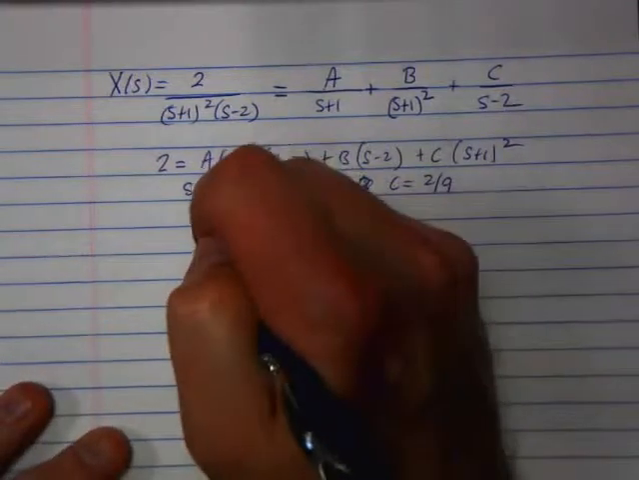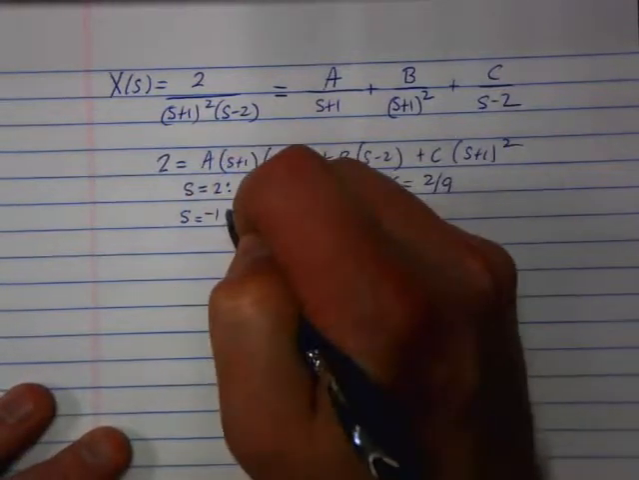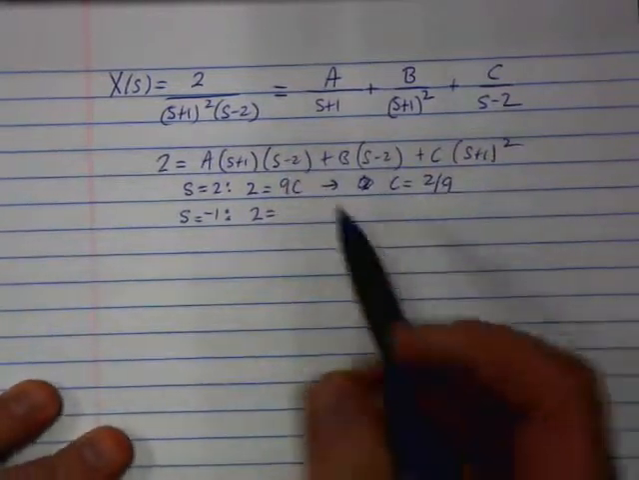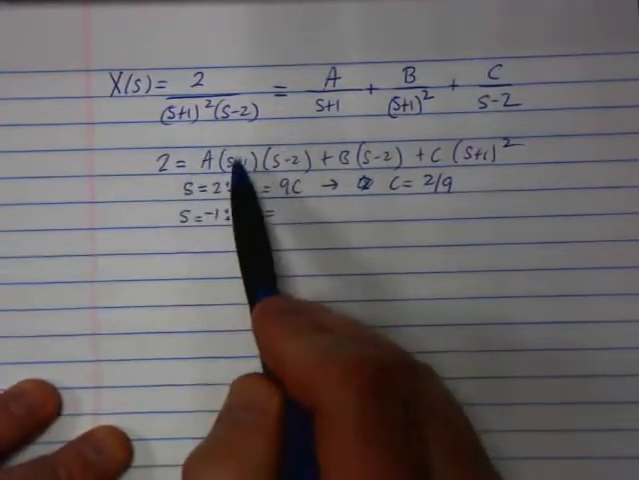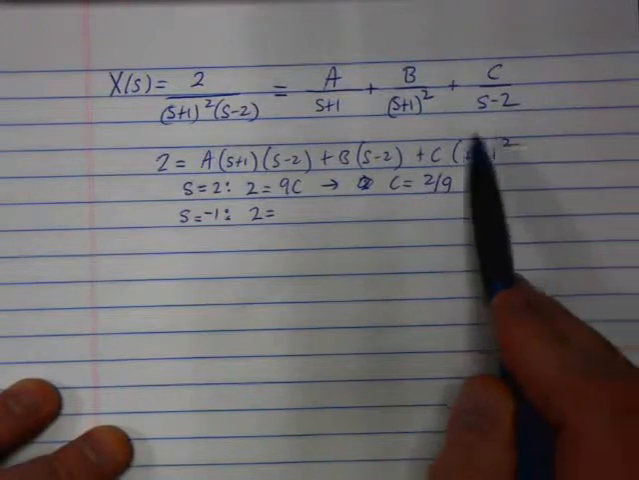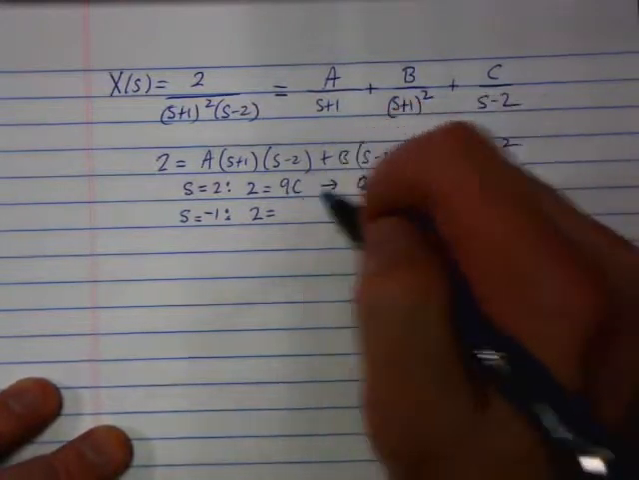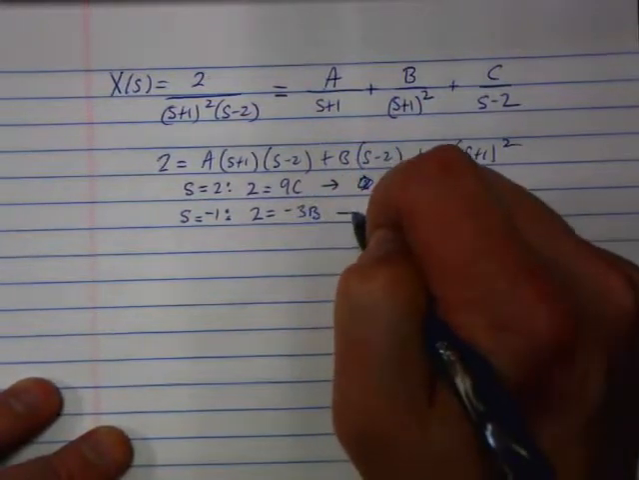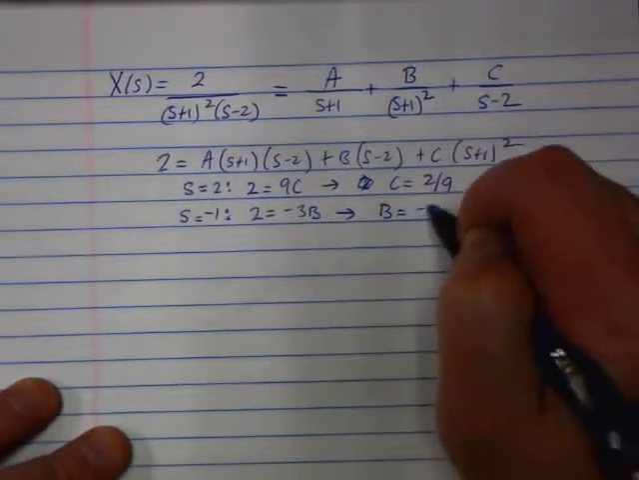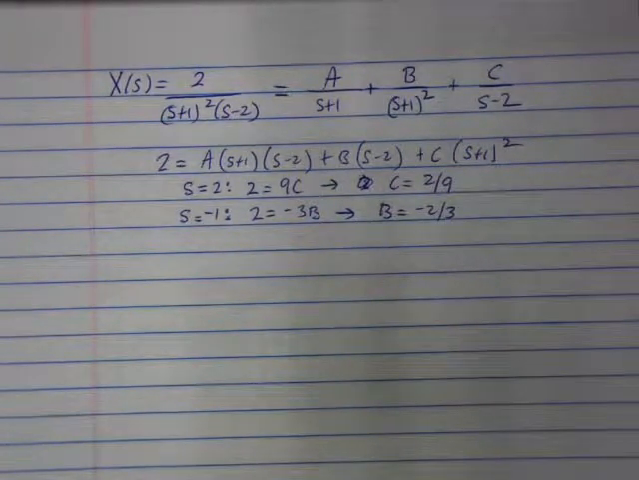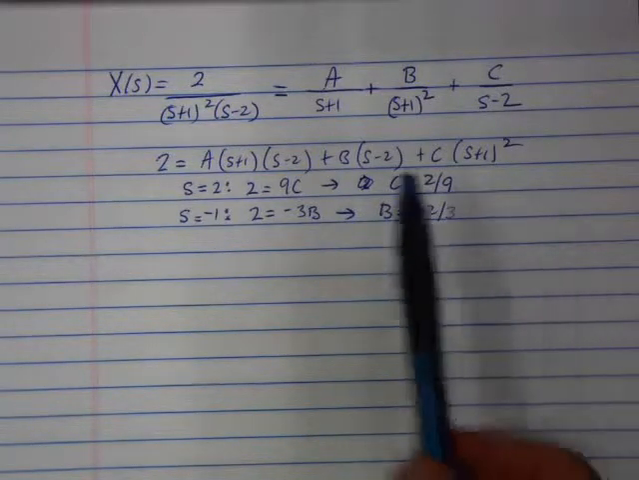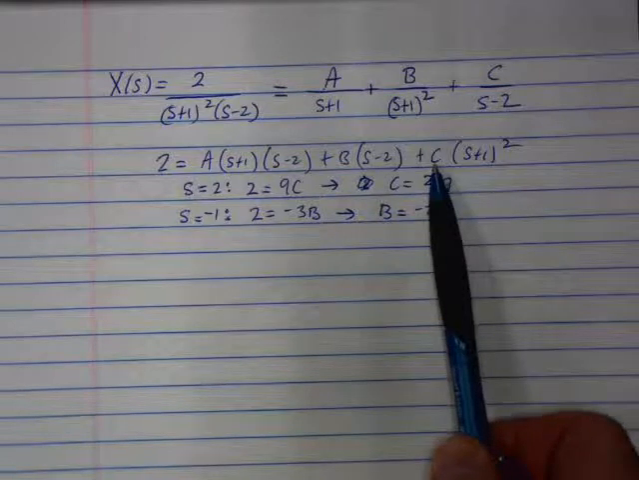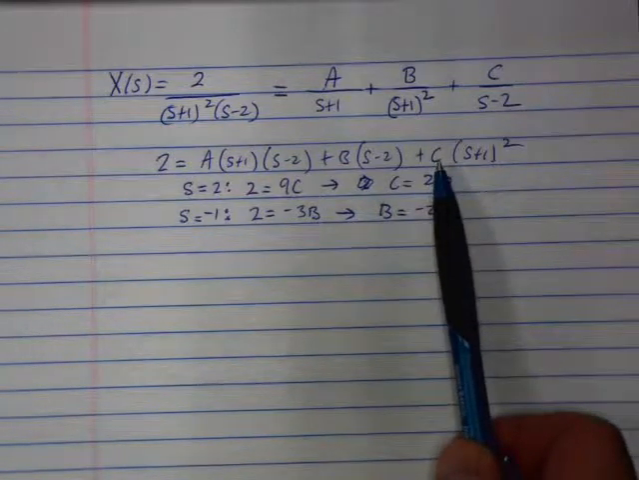What other number do I like a lot? Negative 1, because when I plug negative 1 in, I get 2 equals. This is 0, so the A disappears. This is 0, so the C disappears. I get negative 3B. So B is negative 2/3. Now what about A? I know what B and C are, so I can plug in B and C. A is 0. I hope so, but I don't think so.